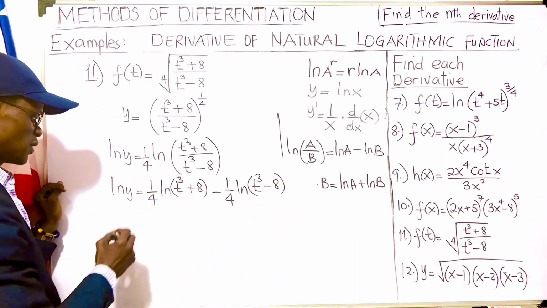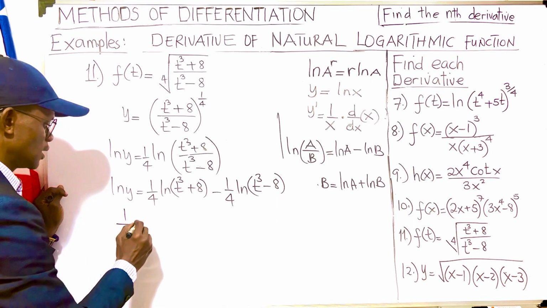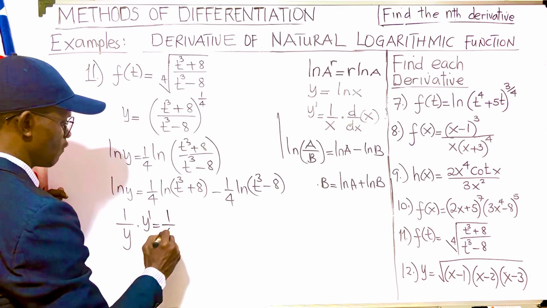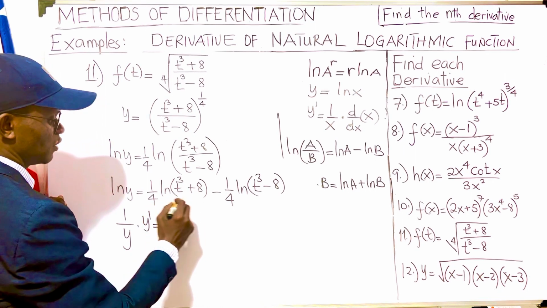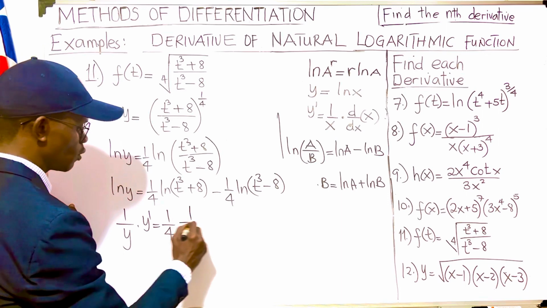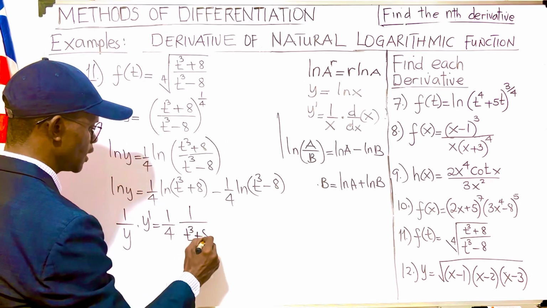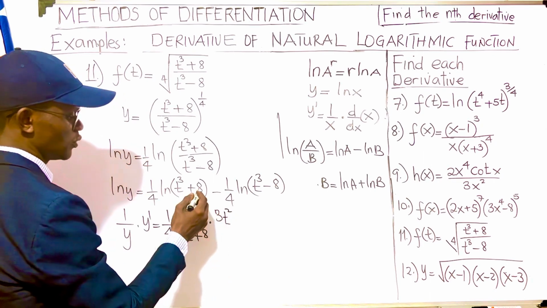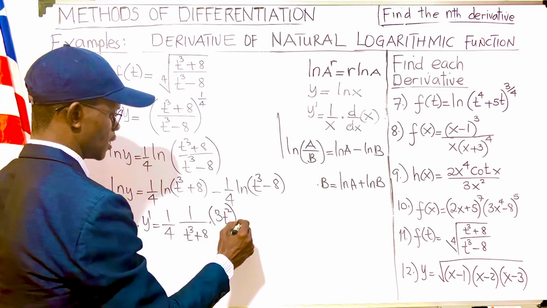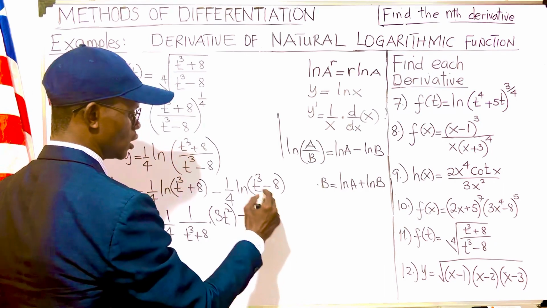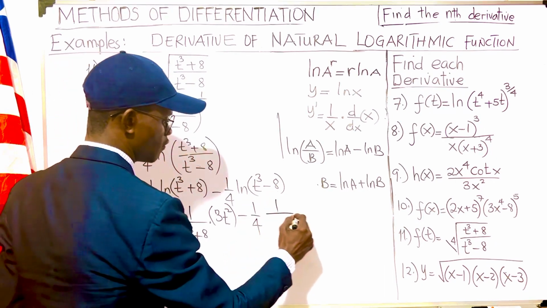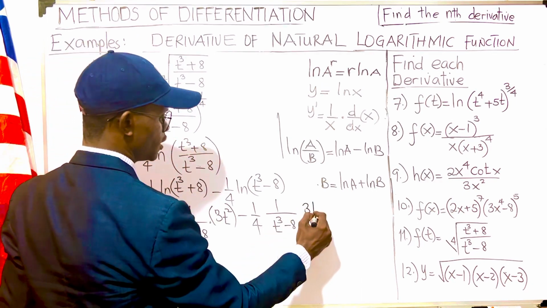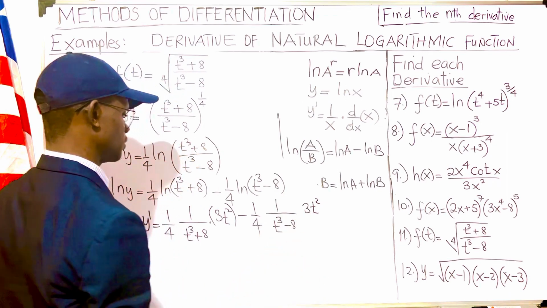So we can now find the derivative. It's 1 over y times the derivative of y, which is y prime. And this is now 1 over 4 times the derivative of ln of t cubed plus 8, which is 1 over t cubed plus 8 times the derivative of t cubed, 3t squared. The derivative of 8 is 0. Minus 1 over 4 times 1 over t cubed minus 8, and the derivative of t cubed is just 3t squared. The derivative of 8 is 0.